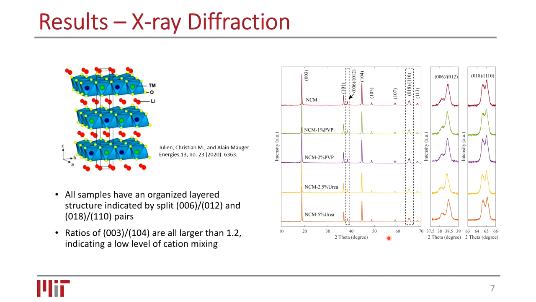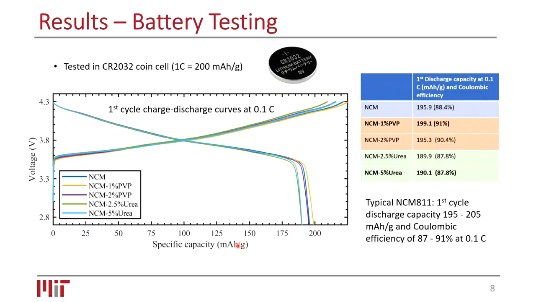All of the samples have a ratio higher than 1.2, so we confirm that they have a relatively low level of cation mixing. At this stage, we confirm that the samples have an organized layered structure and a low level of cation mixing. Next, let's take a look at the electrochemical performance test.